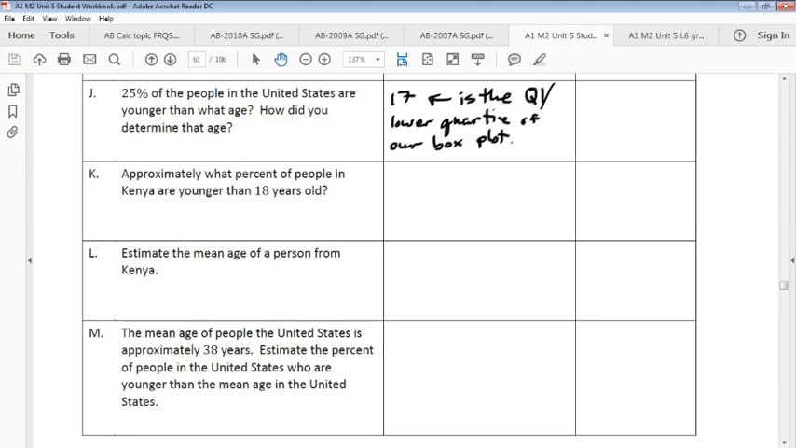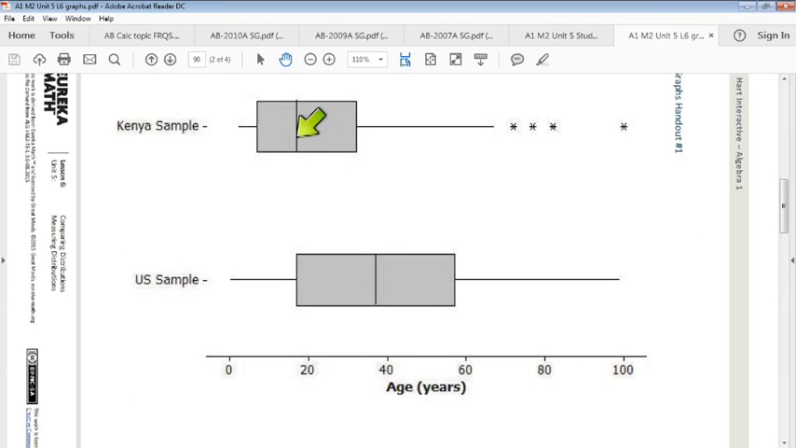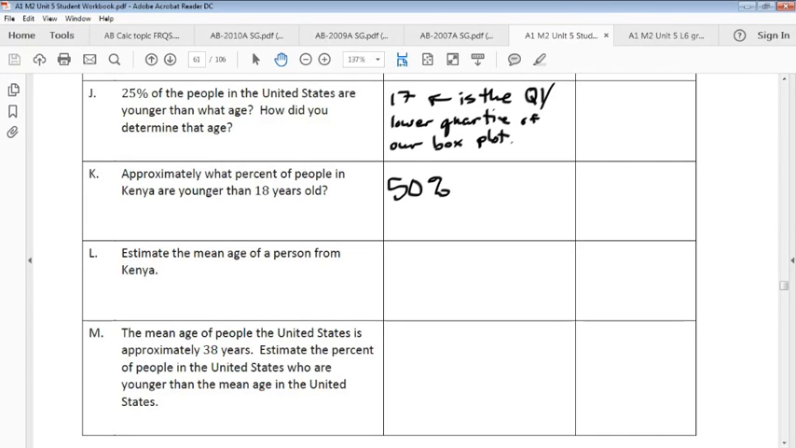Of our box plot. Approximately what percent of the people in Kenya are younger than 18 years old? Let's look at the box plot again. Remember, we said the median right here was about 18 or 17. So it looks like 50% of the population of Kenya are less than 17 or 18 years old.